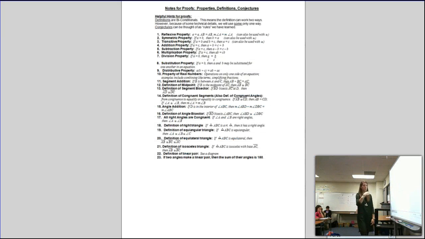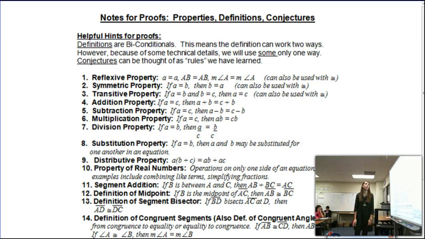So, like I said, you've got a lot of properties here, but don't worry, you don't have to memorize this because you already know this. These are already in your head. There aren't any on here that are new to you. We've already learned all of these.